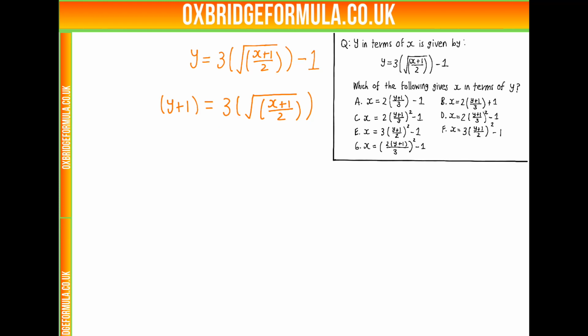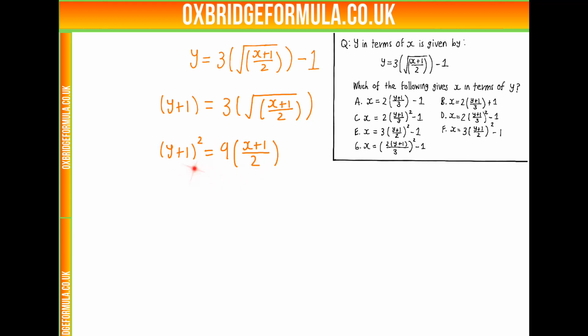Another motivation for doing this is looking at our options from A to G. We see y plus 1 is bundled together in nearly every single one of them, so putting it together in our rearrangement here is probably a good idea. So let's get rid of this square root and square both sides. So we have (y plus 1) squared is equal to 9, 3 squared, times (x plus 1)/2. So let's bring the 2 and the 9 over because we want the coefficient of the x to be 1, i.e. we want x on its own.